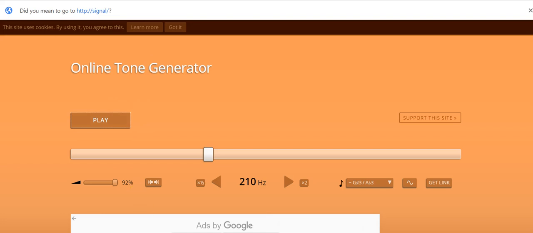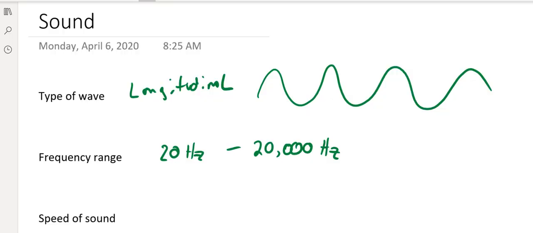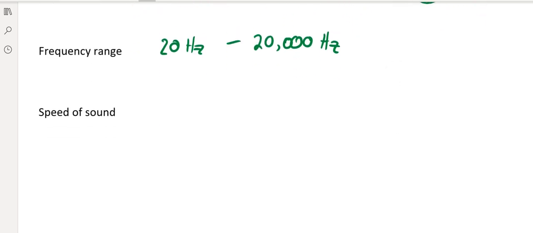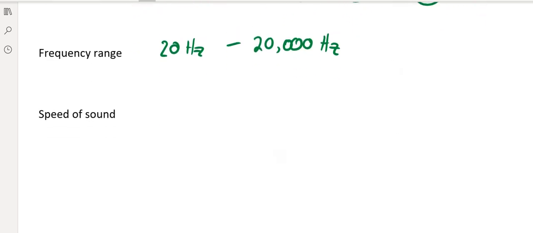Now, we'd like to look at the speed of sound. That's really the bulk of what we want to look at today, is the speed of sound. We've been using a lot of 340 meters per second.